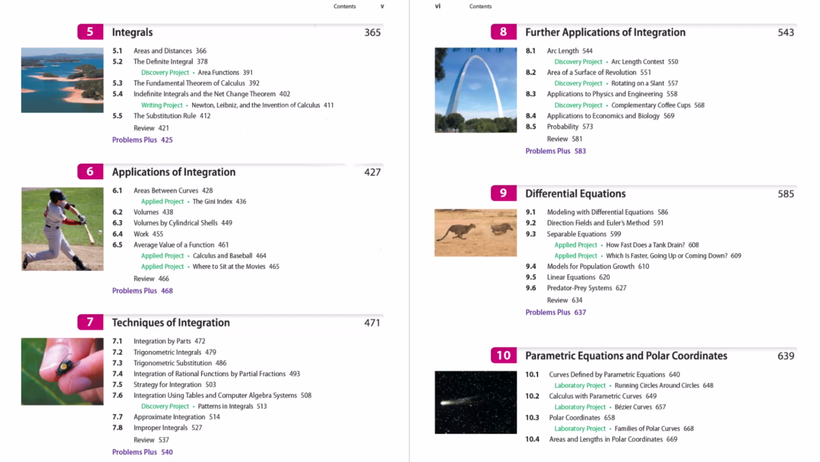In this video, we're going to start chapter 6 of the calculus textbook. So this is the second chapter in Calculus 2, Integral Calculus. Chapter 6 is on applications of integration. And in this video, we're going to go through section 6.1, which is using integration to find areas between curves.